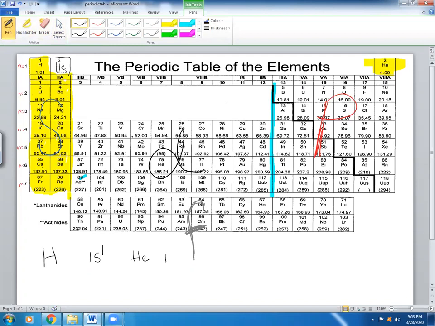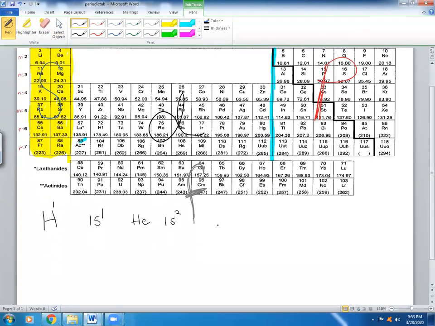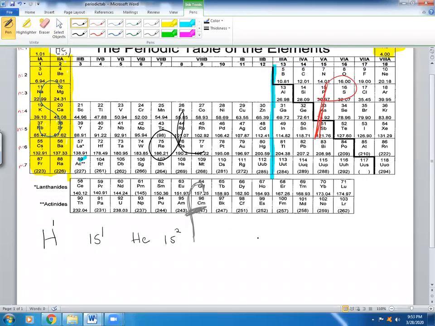That's 1s, that's the s area. And then how many boxes? 1, 2. Here it is, 1s2. What does that mean to us? This means to us that we have 2 electrons in the first energy level, and that orbital is an s orbital. And that is consistent with quantum mechanics, that the first energy level has 1 sub energy level, and that's called the s. That's it.